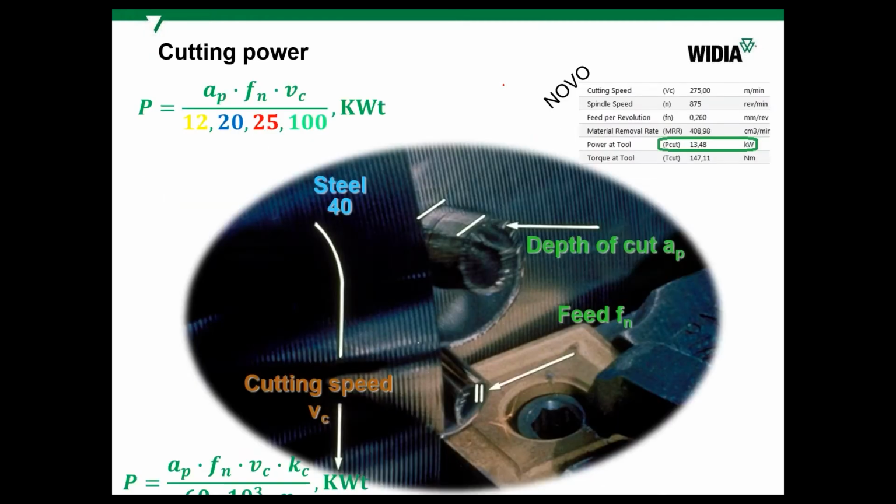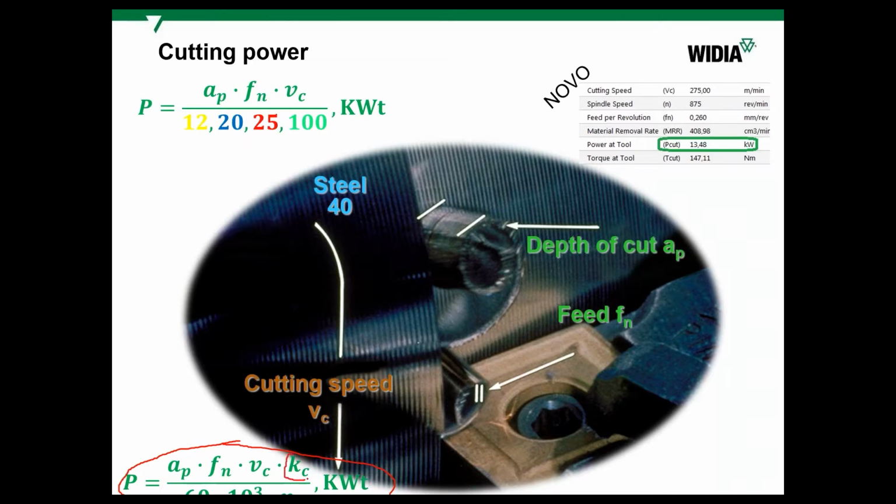So power, also some of you asked about cutting power generated. I showed a very simple formula. Also, there is a little bit more complicated one. Basically, power can be calculated by multiplying depth of cut, feed per revolution, cutting speed, and also multiplied by Kc. Kc is a specific cutting force measured in megapascals or in Newton per square millimeter.